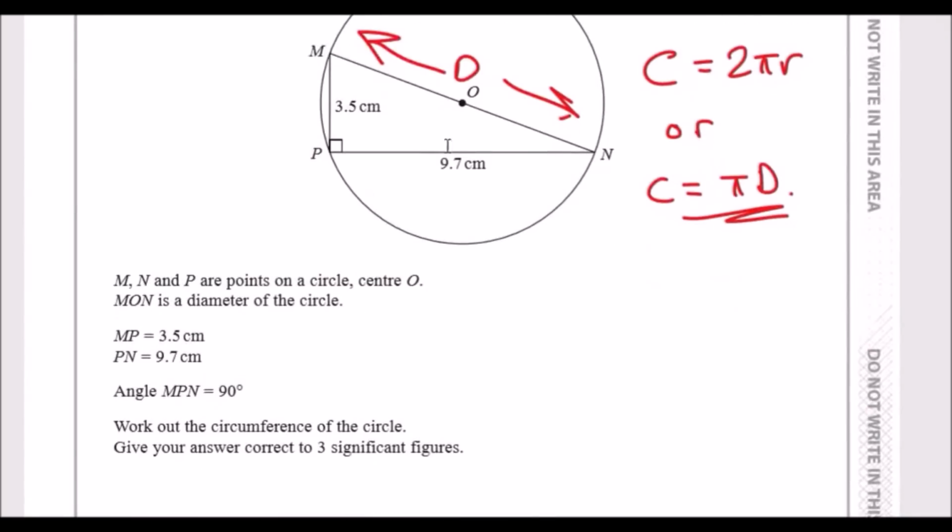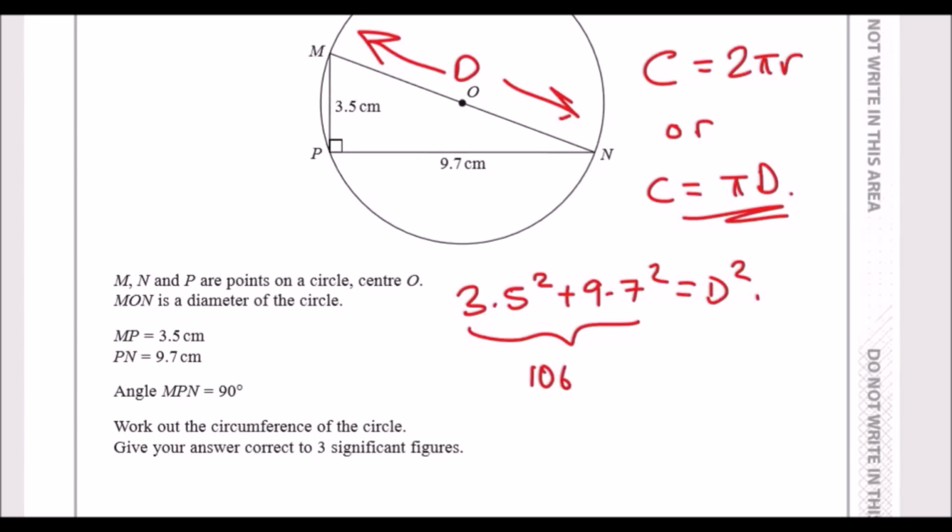So let's do it. Using Pythagoras' Theorem, it's always the short side squared plus the other side squared equals the long side squared. So let's write this equation: 3.5 squared plus 9.7 squared must be d squared. Let's put this all in the calculator. You should get about 106.34 equals d squared, and then just square root your answer. And it comes to about 10.31 and so on. And that's about d.